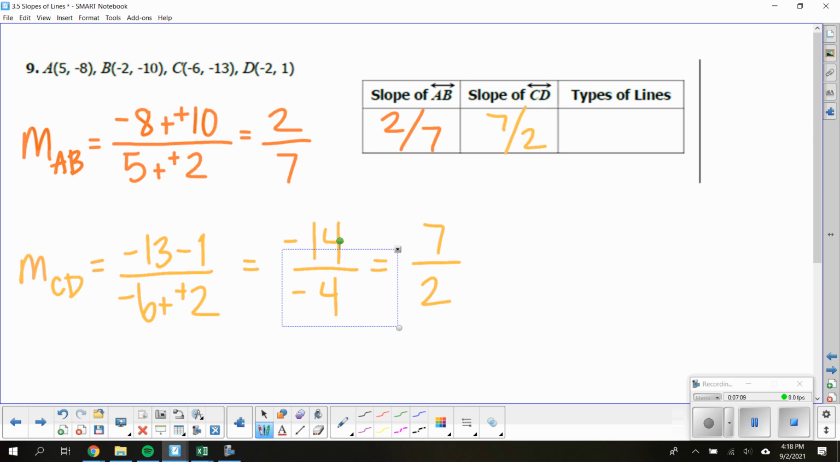Well, looking at them, they're reciprocals. 2 over 7 flipped is 7 over 2, but they're both positive. So this one's going to be neither. You have to be opposite reciprocals, not just opposite, not just reciprocal. They need to happen at the same time. So in this case, this one would be neither.